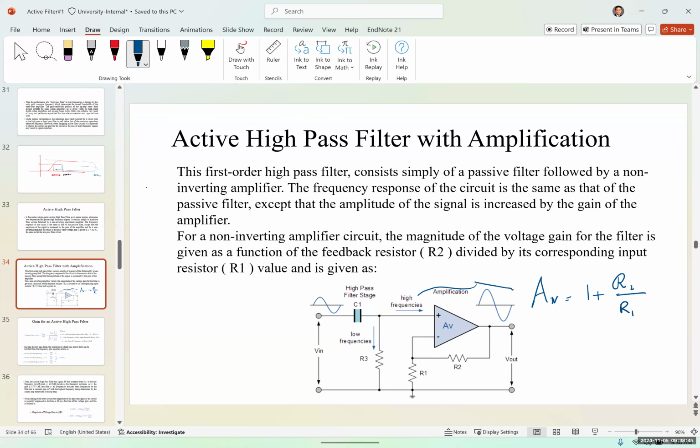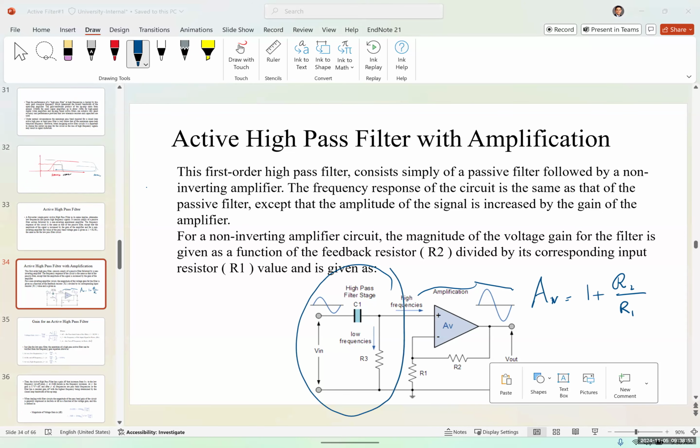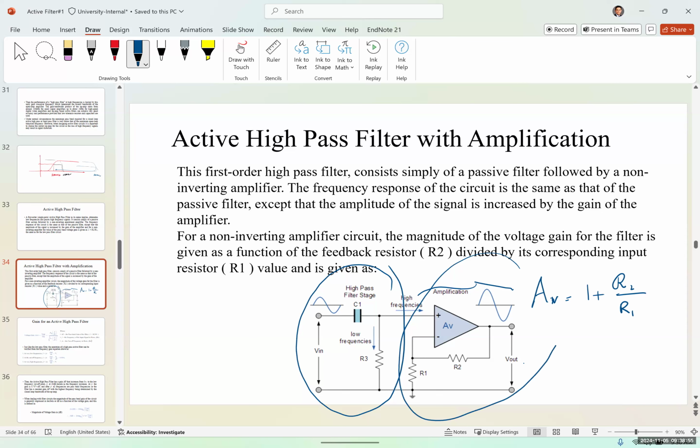So an active high pass filter is a combination of a passive high pass filter, which is this part on the left, and an active element which determines the gain. The active element usually doesn't have any effect on the cutoff frequency.